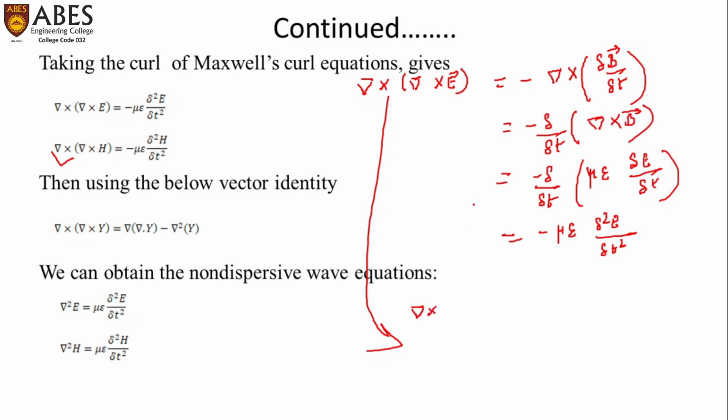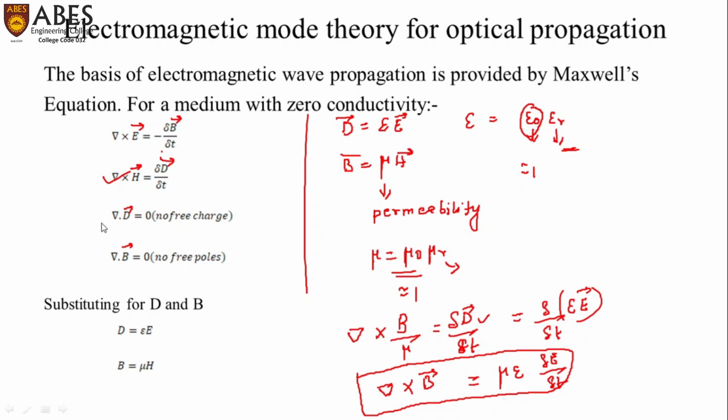So in that case, what can be written? If we consider Y as E, the equation and this equation are the same. So it can be del del dot E minus del squared E. Now if we see the del dot E value, if we write del dot D in terms of E, how can we write it? Del dot D is equal to epsilon E, so it can be written as del dot E is equal to 0. This implies del dot E should be equal to 0. So I am going to put this condition in our equation now.